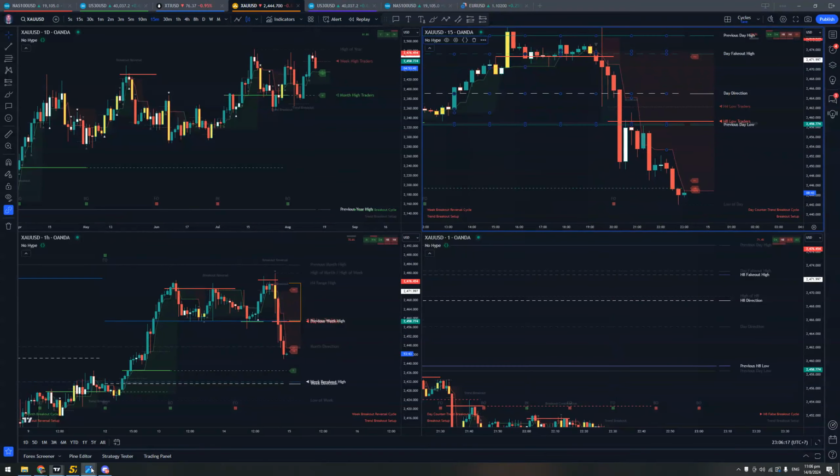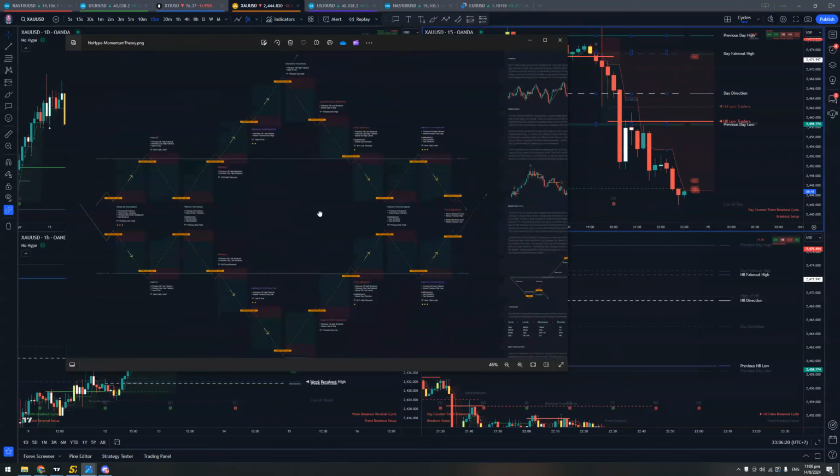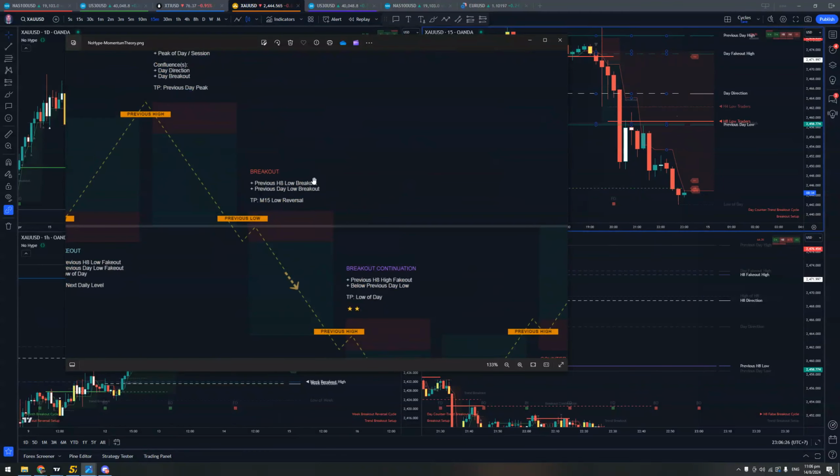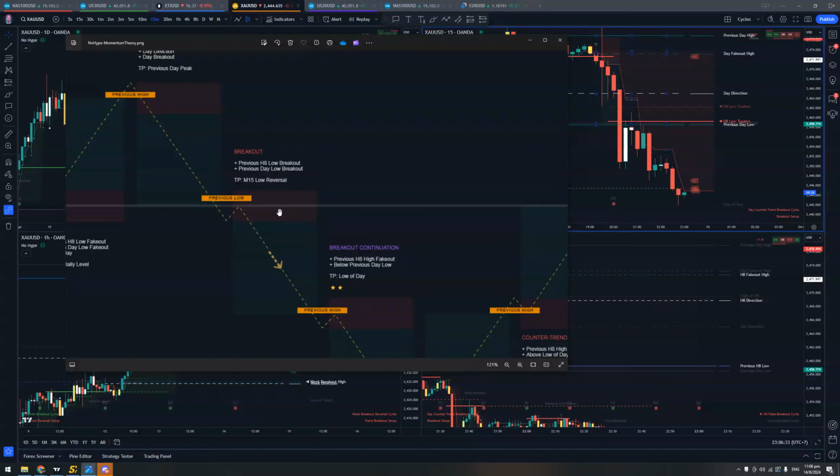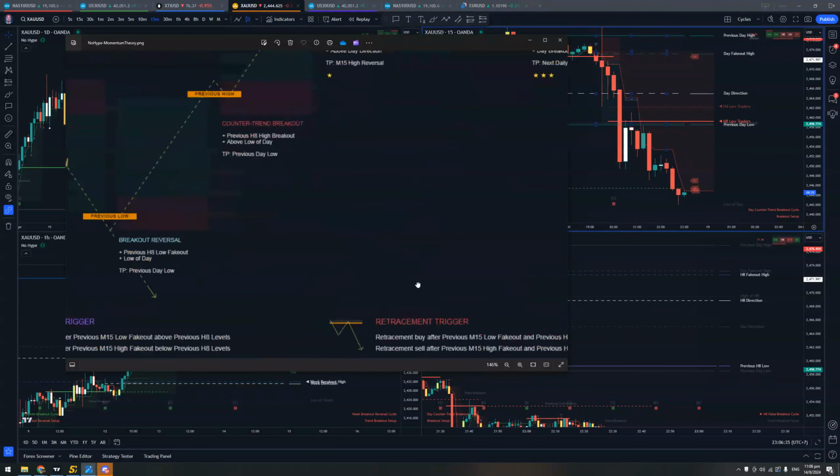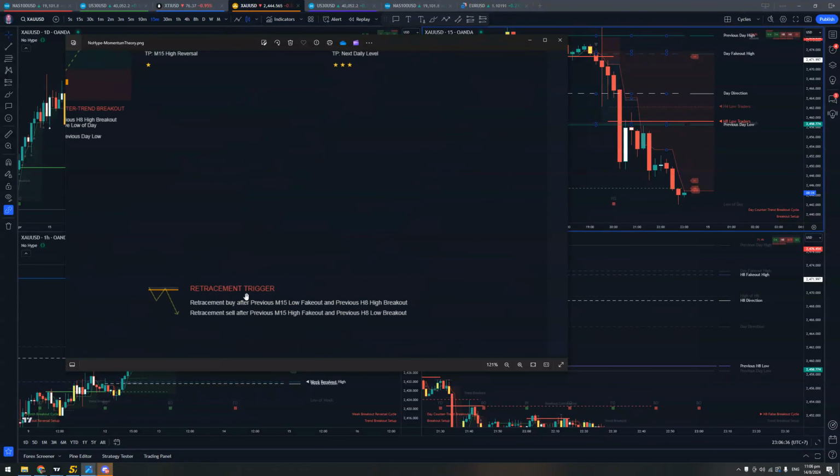But lucky for me, I have setups for every scenario, and so this becomes a breakout. It broke out below the previous H8 low and broke out below the previous day low. That's a breakout setup for me. What I do with breakout setups is color-coded red. I'm looking for a retracement sell after a previous M15 high fake out.